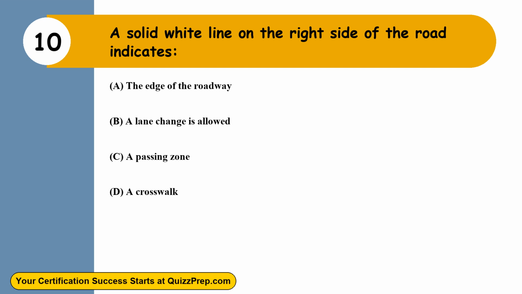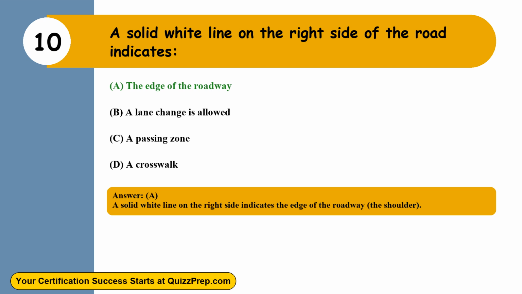Option D, a crosswalk. The correct answer is option A, the edge of the roadway. A solid white line on the right side indicates the edge of the roadway, the shoulder.